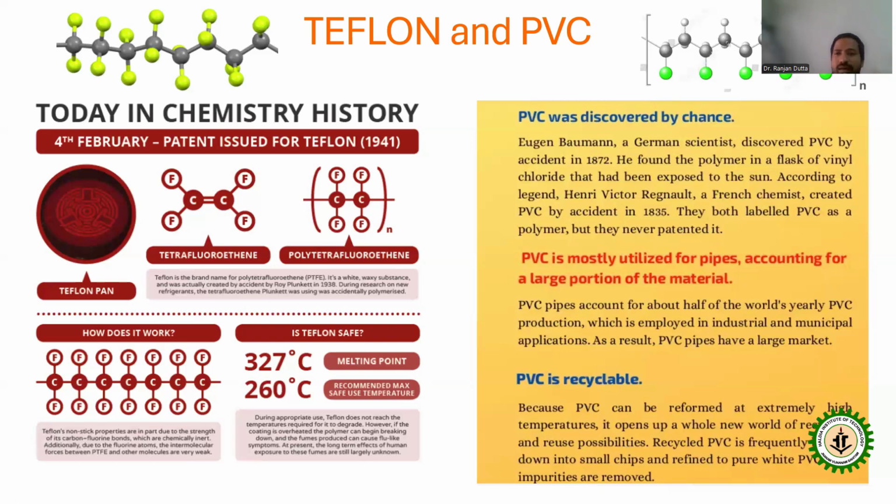So these are the four different types of polymer we discussed. First one was HDPE, then LDPE, then Teflon, and PVC. And all of them are prepared by the addition polymerization method.